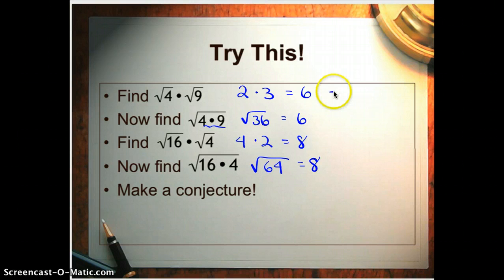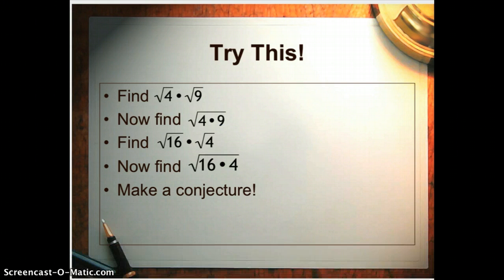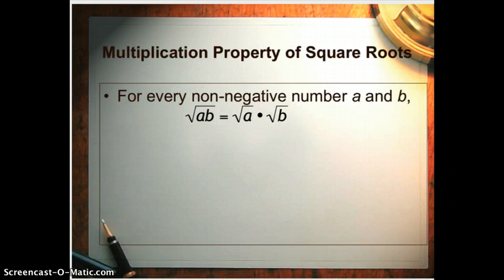Notice this equaled 6, and this also equaled 6. This was 8, and this also equaled 8. If you came up with something sort of like this multiplication rule, that will be great. So I would highly recommend writing this down. This is called the multiplication property of square roots. For every non-negative number a and b, the square root of a times b equals the square root of a times the square root of b.